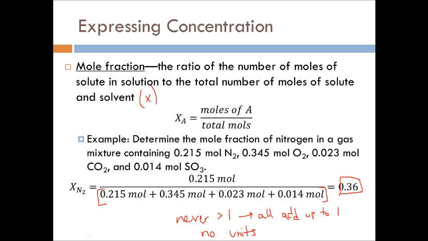So it should be less than 1. If we were to calculate the mole fraction of nitrogen, oxygen, carbon dioxide, and SO3, sulfur trioxide, it would all add up to 1. And again, there's no units. All right, so we had 4 ways of expressing concentration, which was the percent by mass, percent by mole, or volume, molarity, molality, and mole fraction.